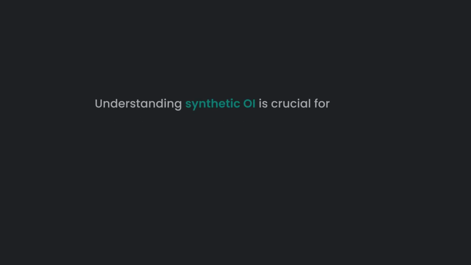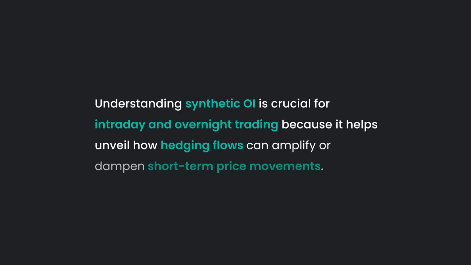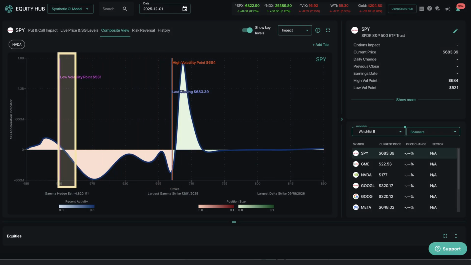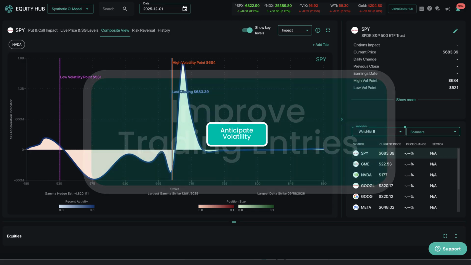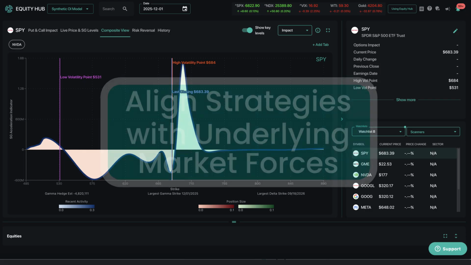Understanding Synthetic OI is crucial for intraday and overnight trading because it helps unveil how hedging flows can amplify or dampen short-term price movements. Negative gamma often leads to intraday momentum and heightened volatility, while positive gamma tends to cause mean reverting or pinned price action. Traders who monitor gamma profiles can improve trading entries, anticipate volatility, and align strategies with underlying market forces.